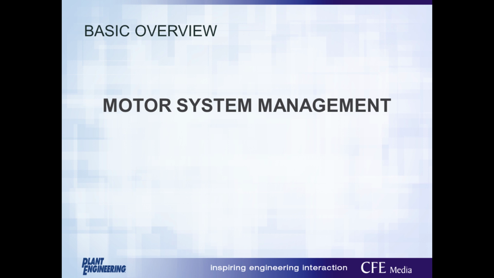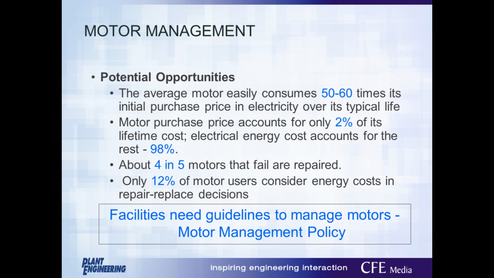So we reviewed some motor basics and motor applications. Now we'll move into topic number 3, motor management. First off, a few numbers to get you in the mindset of motor management and why it's important. The average motor consumes at least 50 times its purchase price in electricity usage over its lifespan. The motor purchase price accounts for only 2 to 3% of the motor's lifetime cost. A small percentage is used for maintenance and upkeep, but the overwhelming majority of a motor's lifetime cost is its electricity usage. Approximately 4 out of 5 motors that fail are repaired instead of being replaced.